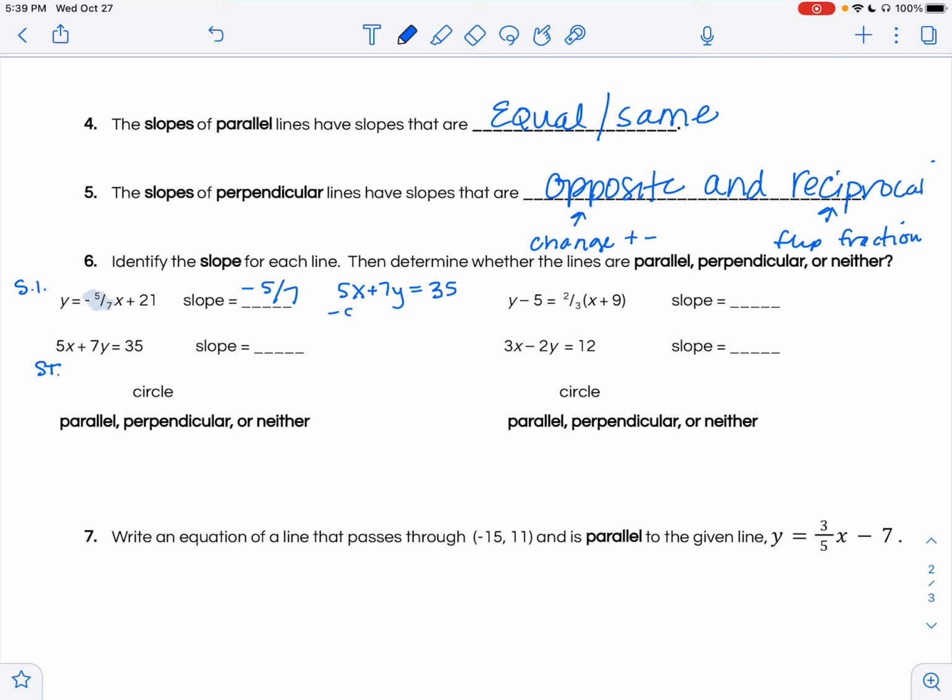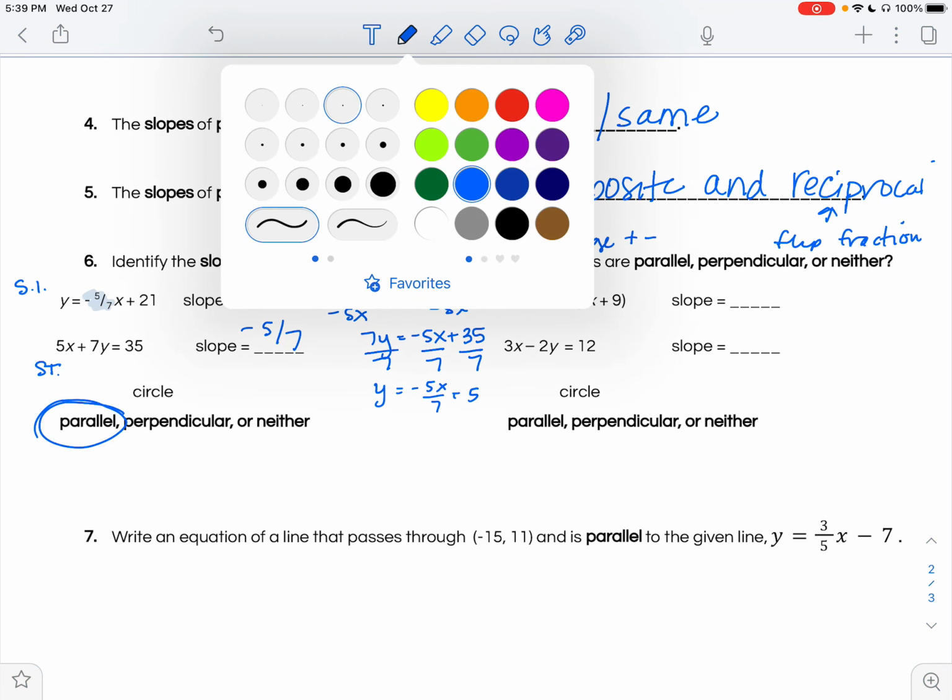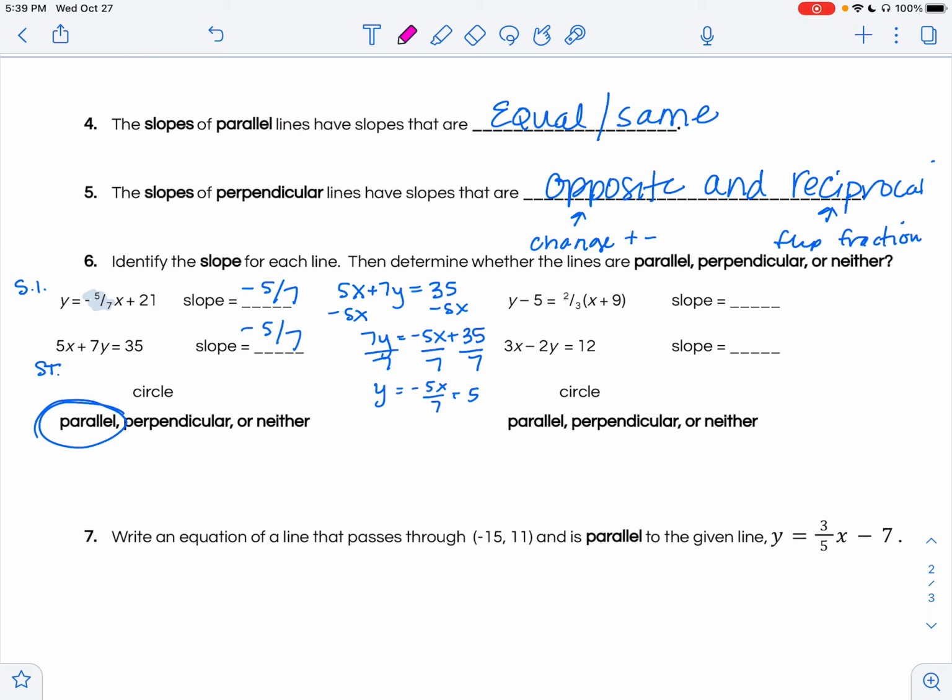So I'm going to subtract 5x from both sides. Okay, divide everything by 7. So what I have is -5x over 7 plus 5. So this one also has a slope of -5/7 because the slopes are the same sign and the same fraction. Those lines are parallel. Okay, we'll do this again.